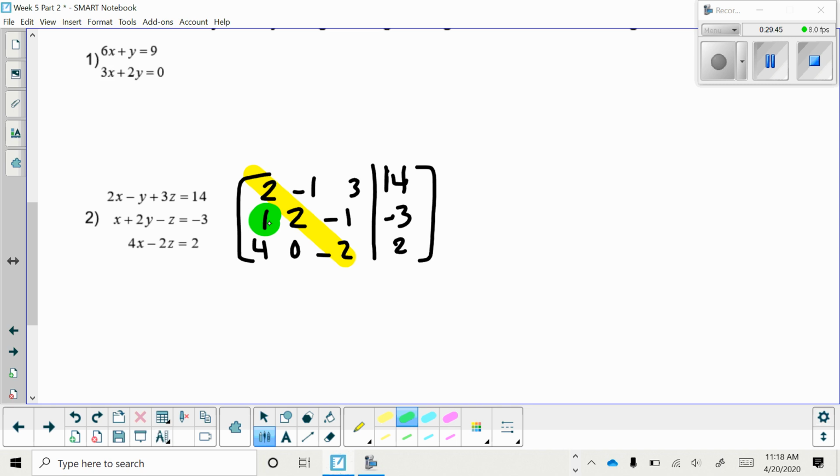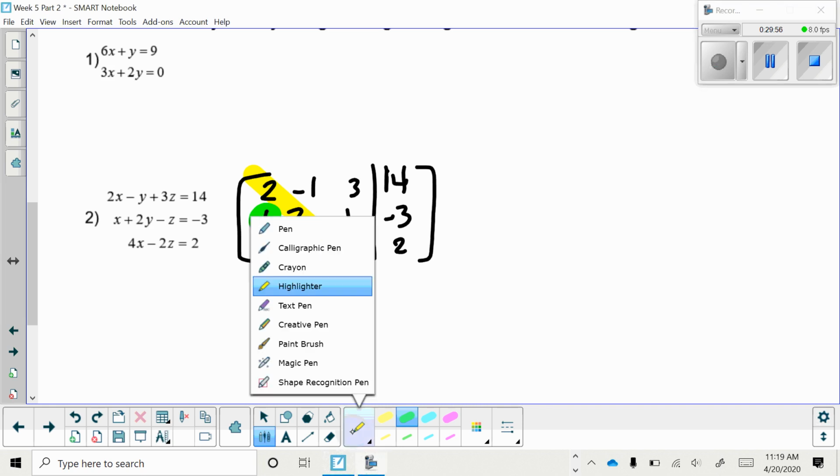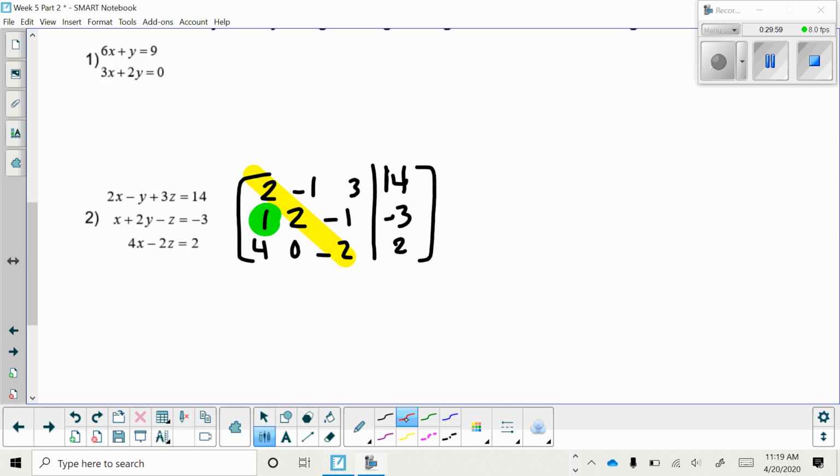So pause the video and think about what combination of rows and math you can do to cancel out that 1 right there. Here's what I'm going to do. This makes sense to my brain. I'm going to do -2 times row 2, because that would give me a -2 where the green is, and I can add it to row 1, and that would cancel out. So I'm going to do -2 times row 2 and add it to row 1.